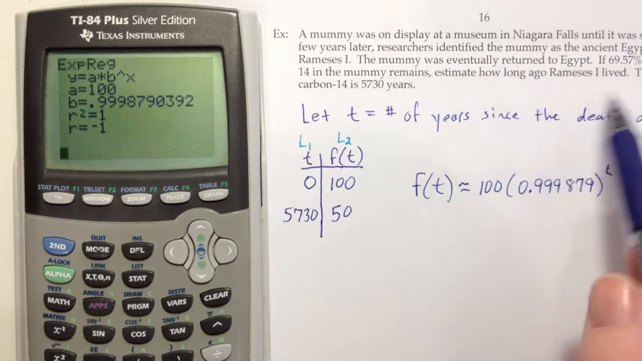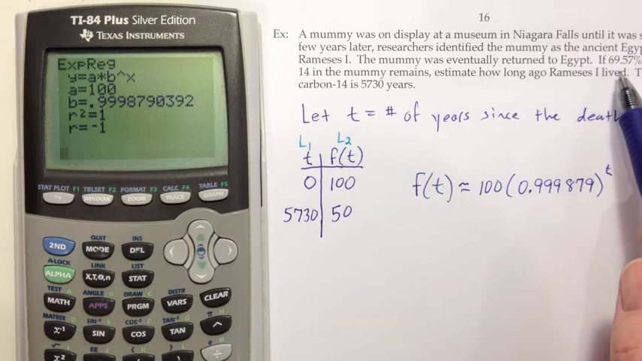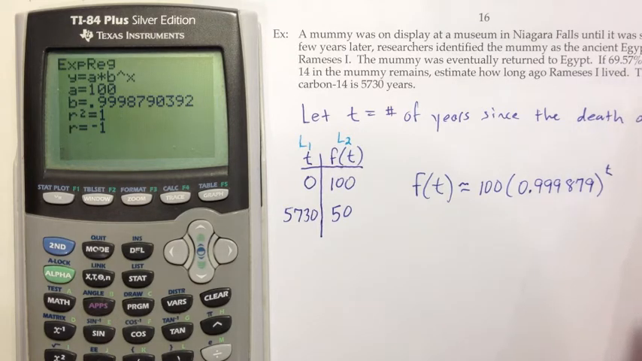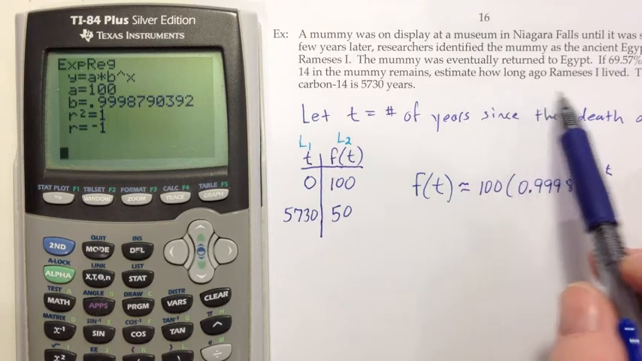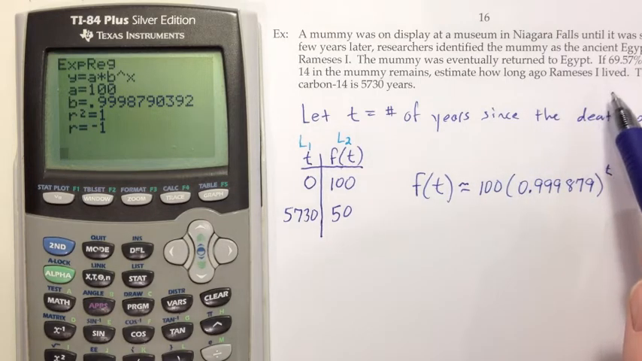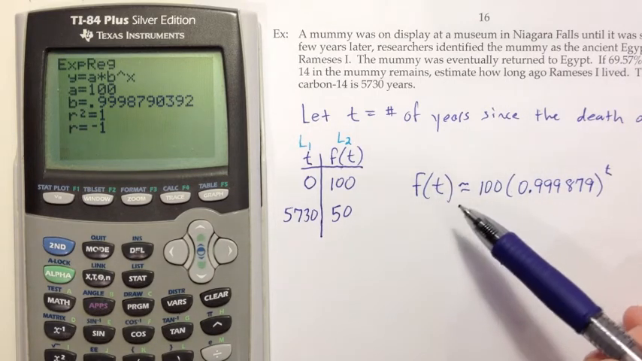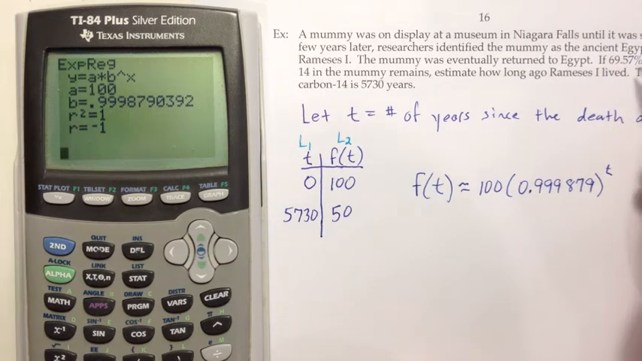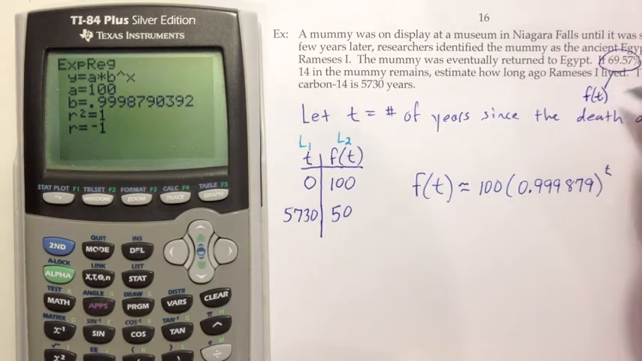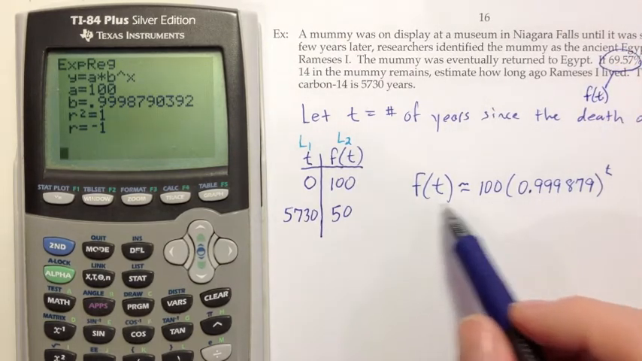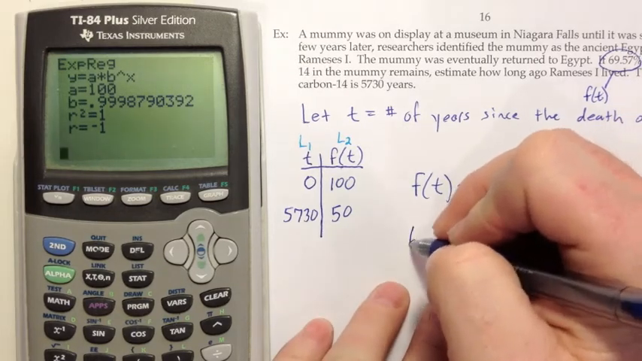We're going to try and use the equation to answer their question. So they want to know if currently he has 69.57% of the carbon-14 in his body, or in the mummy, then how long has it been since he lived, or since he died? And so this 69.57 is a value of f of t. So I'm going to plug that in for f of t. So in this spot on the left, I'm going to put 69.57.